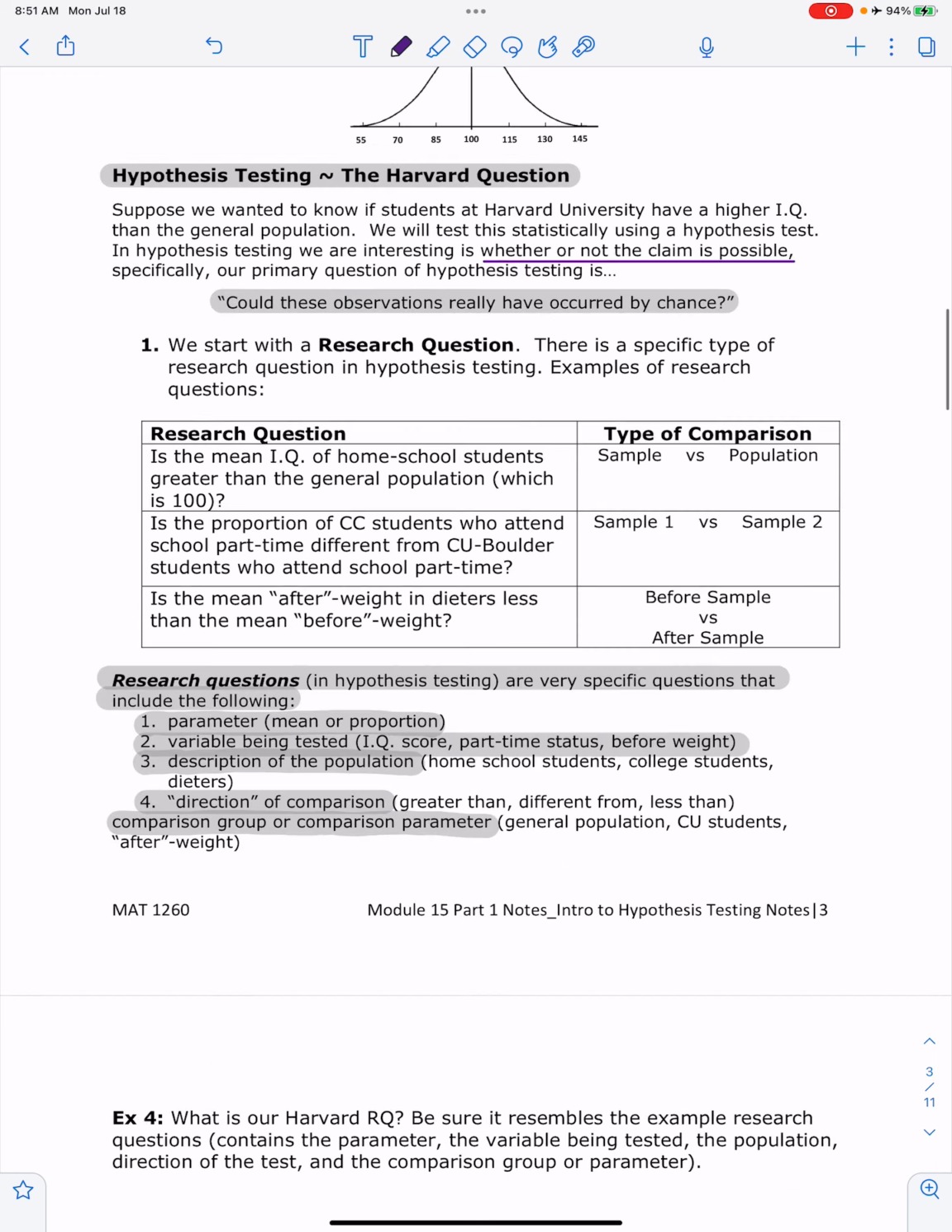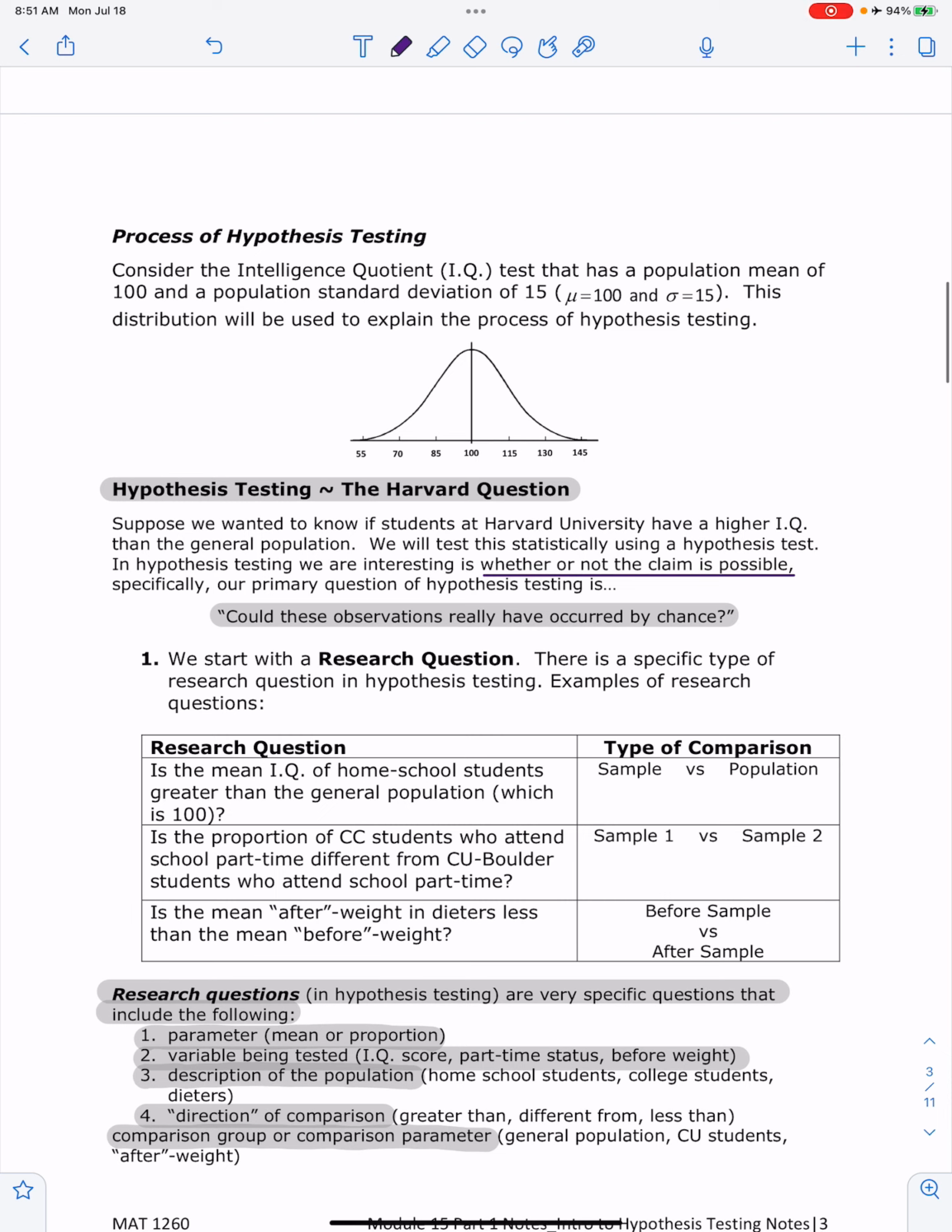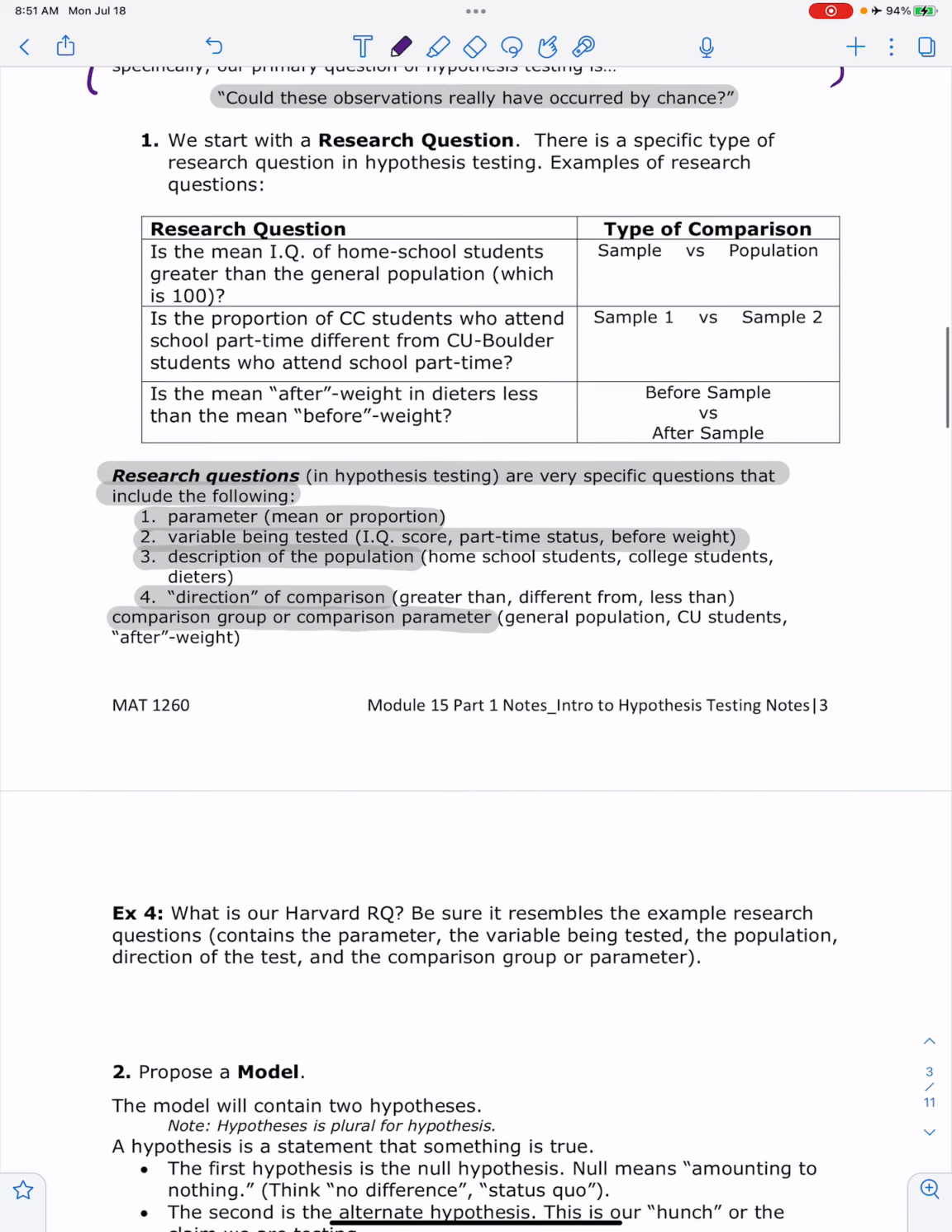So let's slide back here for a minute and take a look at what we've got going on. We want to know, this is what we're looking at, if the students at Harvard University have a higher IQ than the general population. So that's what we're asking.